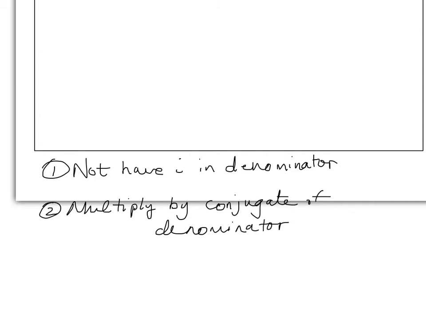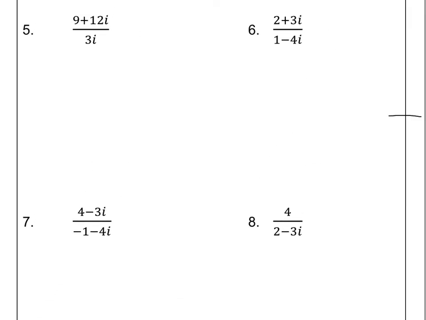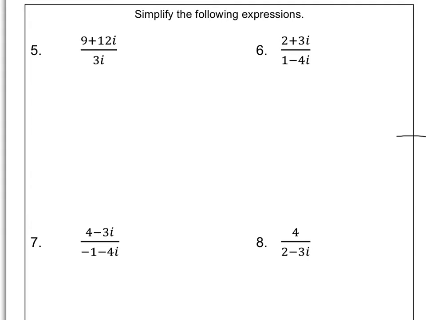Alright? So we look here at some examples. And let's take a look at number 5. We have 9 plus 12i divided by 3i. And as you look at this, the first thing you want to do is identify: is there an i in the denominator? And there is. This is your number that's in the denominator, and we can't have that i there. So I'm going to multiply here by the conjugate on both the top and the bottom. And the conjugate is negative 3i.